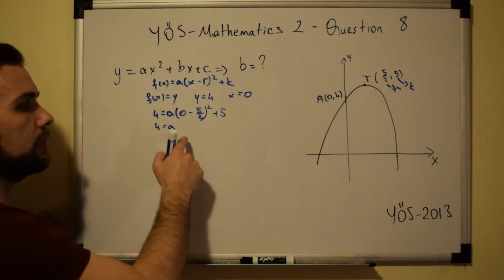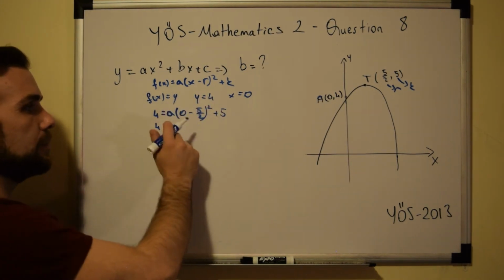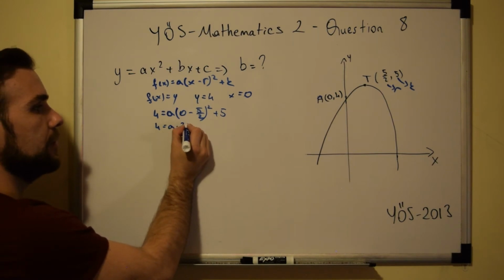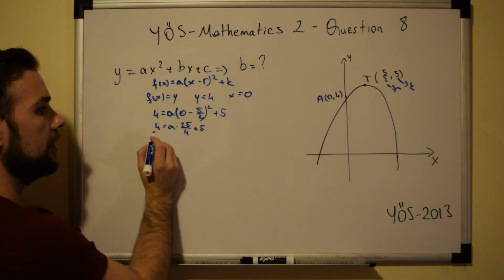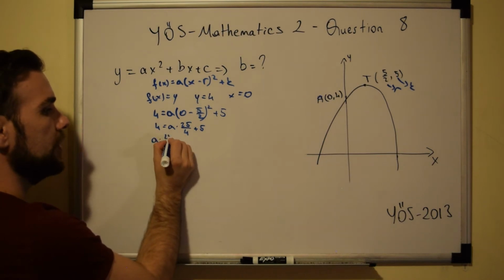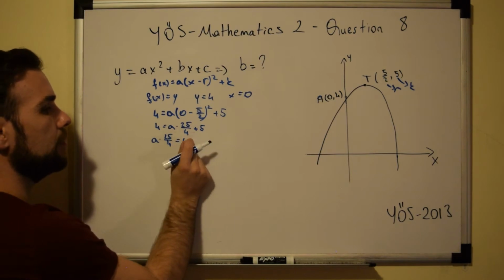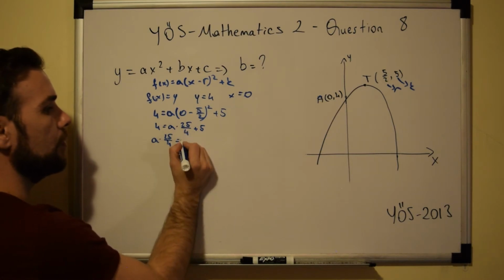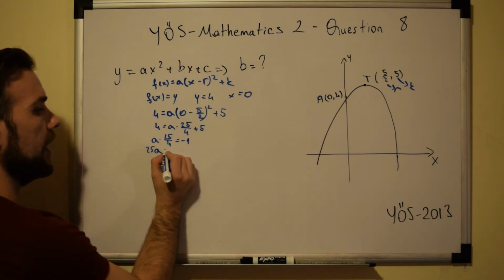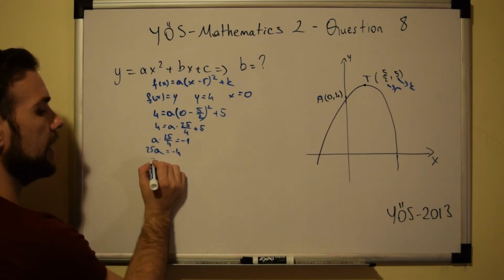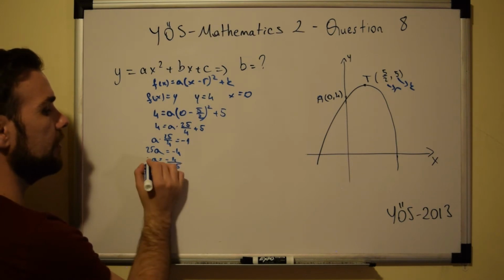0 minus 5 over 2 is minus 5 over 2, and squared, it becomes positive. So 5 squared is 25, 2 squared is 4, plus 5. So A times 25 over 4 is equal to 4 minus 5, which in this case is minus 1. So A times 25 is minus 4, and A is equal to minus 4 over 25.